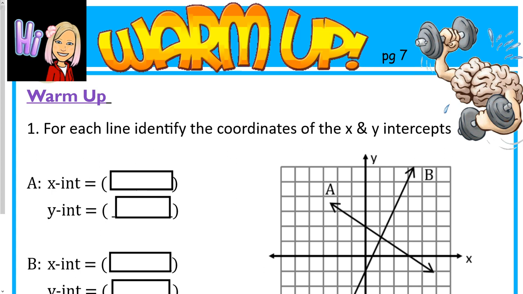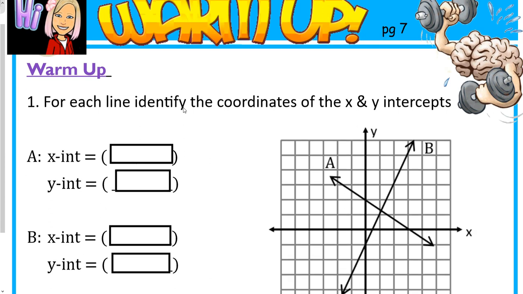Welcome back, everyone. We are on lesson 3 of linear relations part 2, and today I'm going to go through standard form part 2. We're going to start off by just going over what it means to find x and y intercepts in a little warm-up, and then after that I'm going to show you how to graph an equation using x and y intercepts.